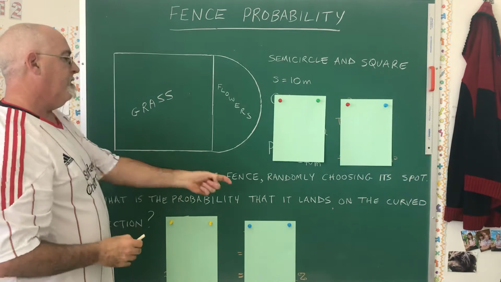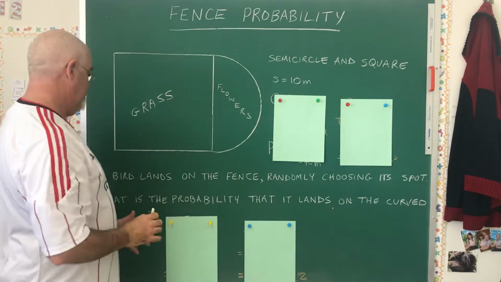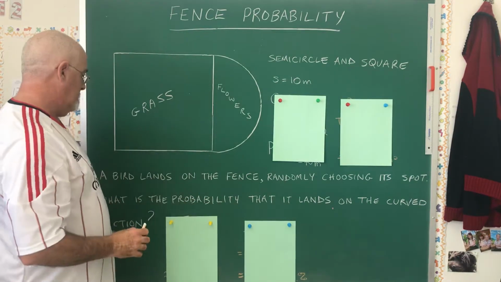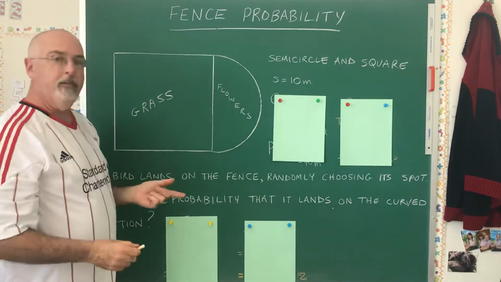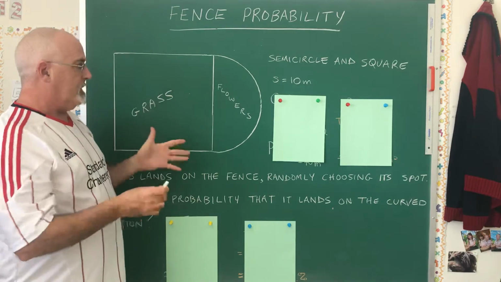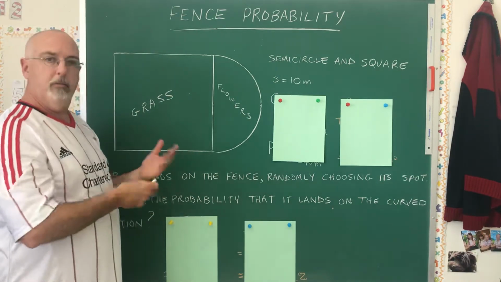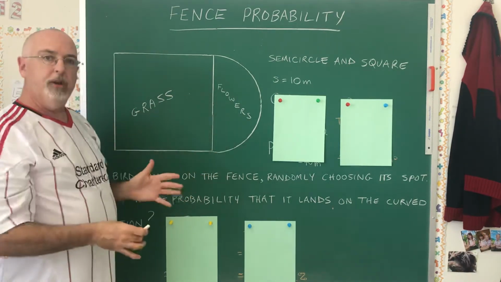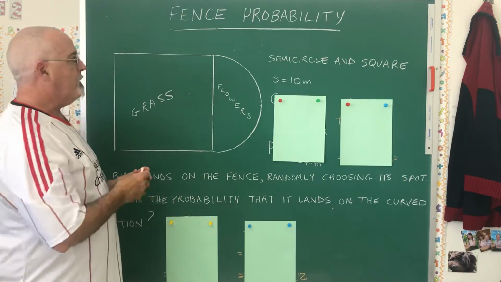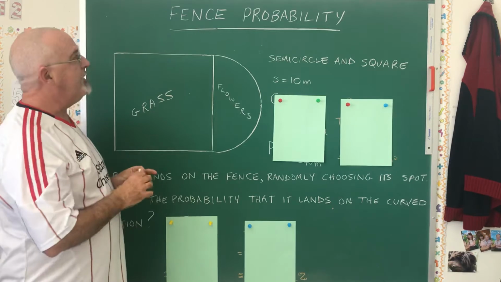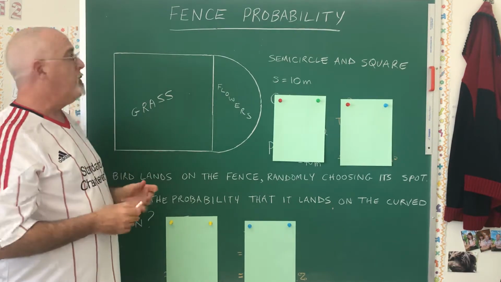A bird lands on the fence, randomly choosing its spot. What is the probability that it lands on the curved section, this section? Now, the reason I think it's necessary to have this lesson is that most of my students, when they get used to doing their probability questions involving geometry, will immediately start doing area formulas here. They get the question wrong, and the problem really is that they're not thinking very hard about what they're doing.